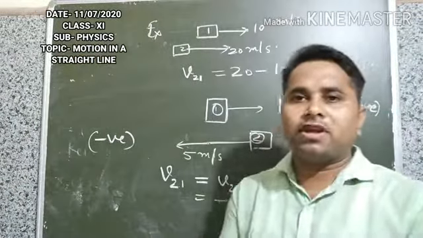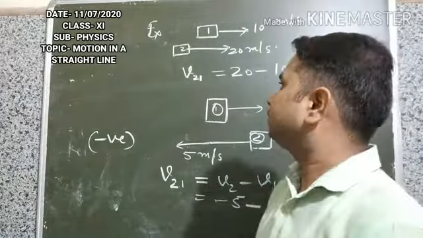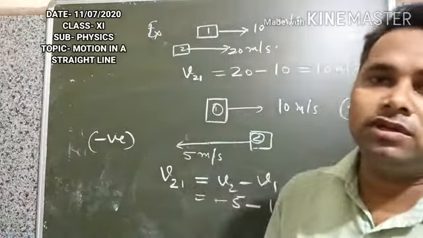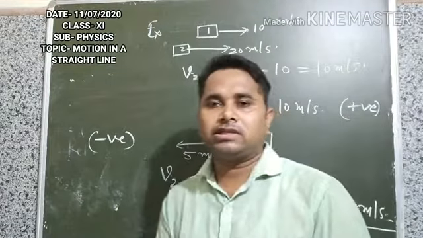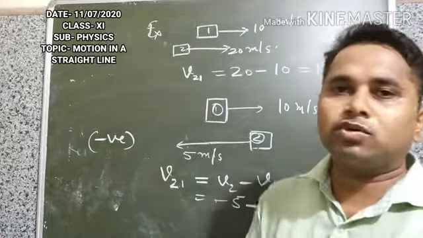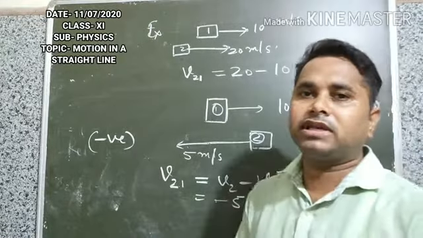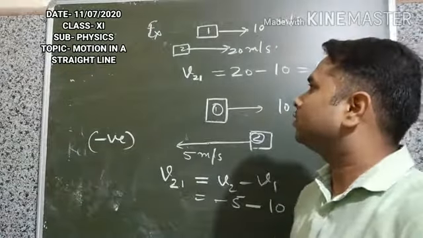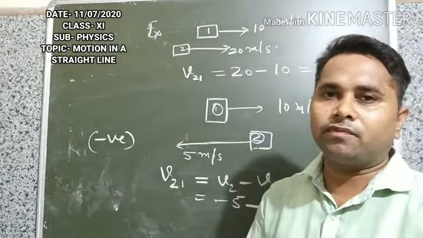One more topic remaining in this chapter, that is position time graph for the relative velocity. We will discuss it on Monday, and it's your work to start the numerical problem solving of this exercise. You can start solving the numerical problems of this chapter from your NCERT book.